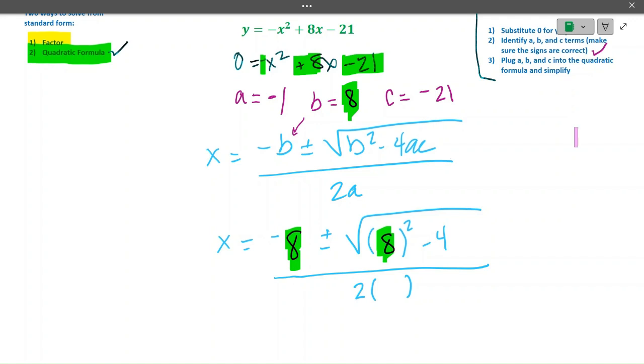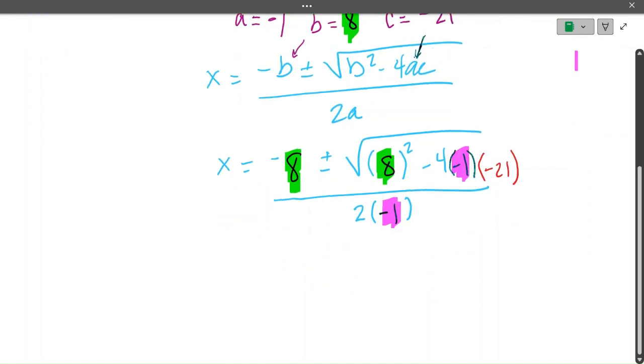All right, the next thing that I'm going to plug in is A. So A comes right here. So A is -1 in this case. And then I need to plug in C. So C is -21. Okay. And then it's all divided by 2A, which again is -1. So I'm going to highlight my A's in purple. And then my C is just red. All right, so at this point, we're going to go ahead and simplify.